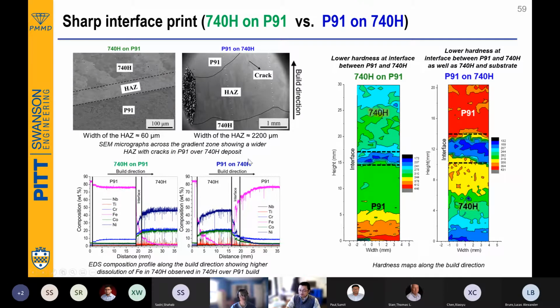So with the sharp interface print, we certainly also have a lot of things to study. And I also have to say, at the material science level, the diffusion interface also becomes interesting. With P91 on top of 740H, because of the accumulated heat, you can see a very diffuse zone with iron diffusion, but with 740H on P91, you see a limited zone. So at the end of the project, we always print 740H on P91, which is a good choice because you can use a steel substrate, print steel on steel, and then print the Inconel on top of the steel.